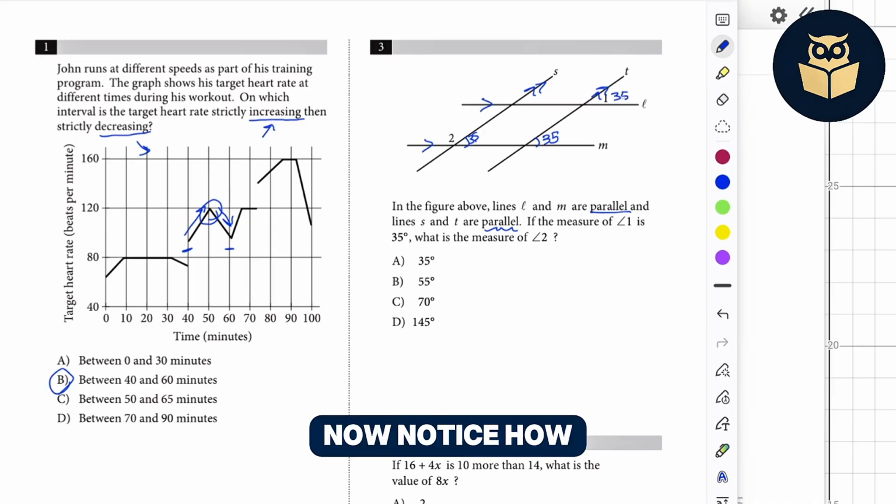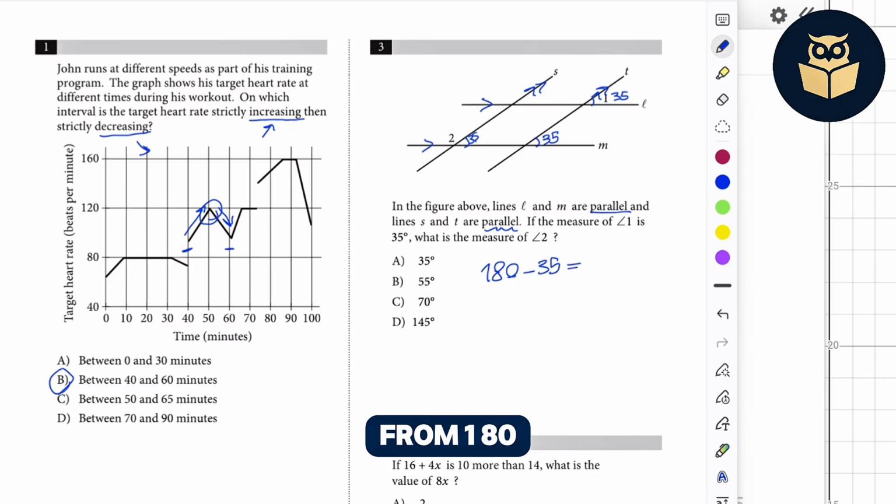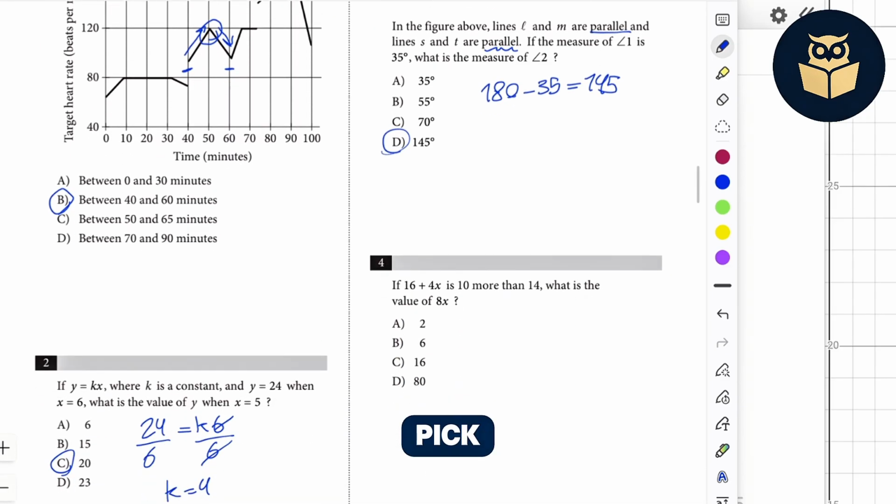Now, notice how angle 2 and that 35-degree angle sit together on a straight line. That means they add up to 180 degrees. Just subtract 35 from 180 and you get 145 degrees. So option D is our correct pick.